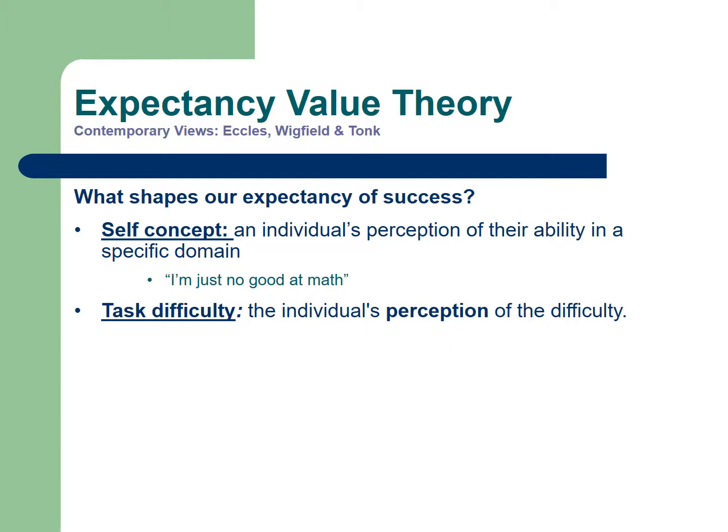So, what shapes our expectancy of success? Well, several things. Self-concept, for example, such as an individual's perception of their ability in a specific domain. You've probably heard many students, and you may say yourself, "I'm no good at math." And so you have a poor self-concept about yourself in math, and that would tend to lower your motivation to do something well. Task difficulty: how difficult do you see the task? Is it achievable? Getting back to my example, saving money over 20 years, I might see as very difficult and non-achievable, and so that's why that expectancy of success is low. So these two things shape our expectancy of success.